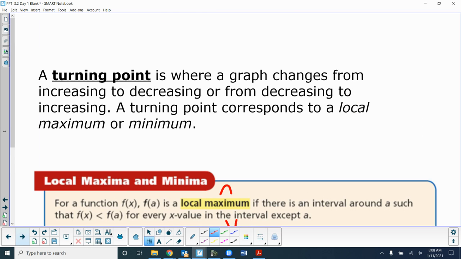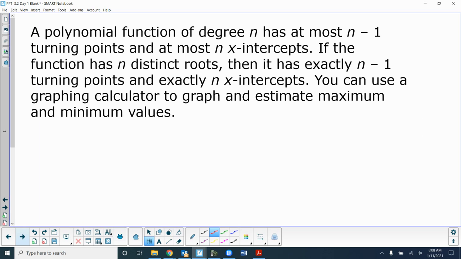Okay? So let's go to a problem. It says, if the degree is n, let's say 5, it has at most 5 minus 1 or 4 turning points. If the degree is 4, it has at most 3 turning points. At most. It doesn't necessarily have to have that many. All right, and at most n x-intercepts. So like I said, if it has a degree of 4, it has at most 4 x-intercepts.